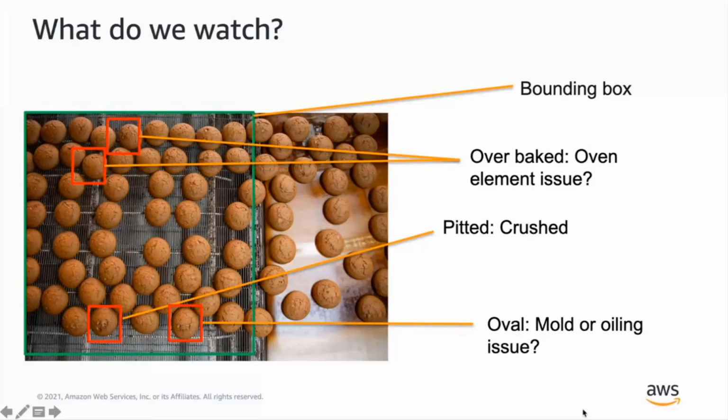So the bottom ones there, you can say, it's got a molding issue. Yeah, it's slightly oval. That's weird. What's going on there? So obviously one or multiple of the molds are not getting oiled properly. So that needs to be evaluated. What's happening there? You've got a pitted and crushed biscuit, which means generally that it didn't quite cook properly.